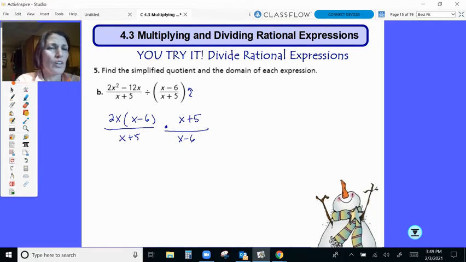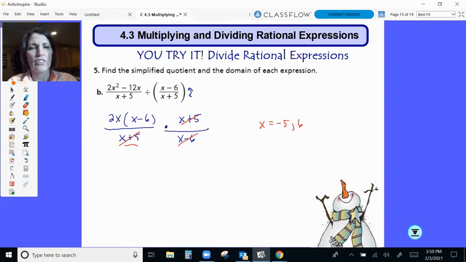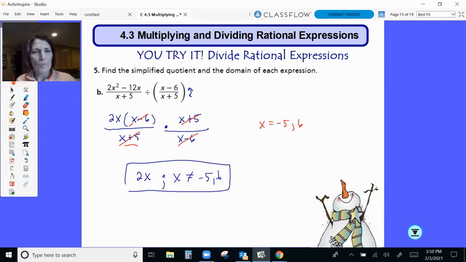Okay, let's go ahead and note all my restrictions. So x minus 5, so x cannot be equal to negative 5, sorry about that. A negative 5 again, and a positive 6. So those are my restrictions, okay? I can cancel out my x minus 5 factors, and I can cancel out my x minus 6 factors. So all I'm left with is just 2x. And x cannot be equal to negative 5 and 6. And there you go. Voila. Okay? Any questions?